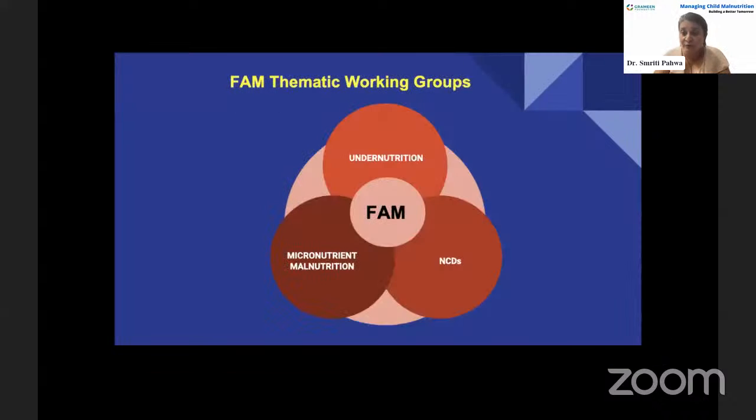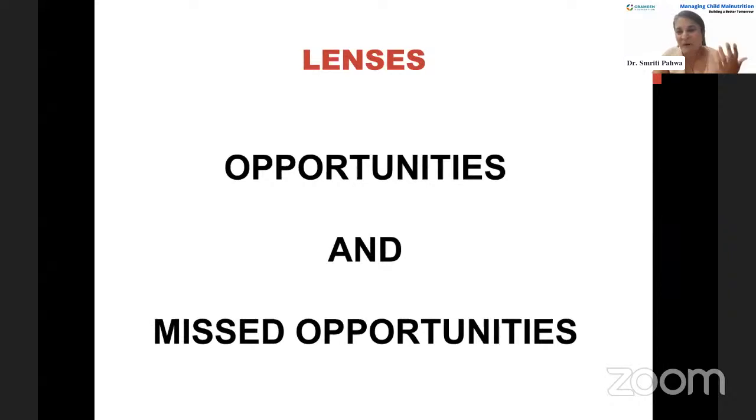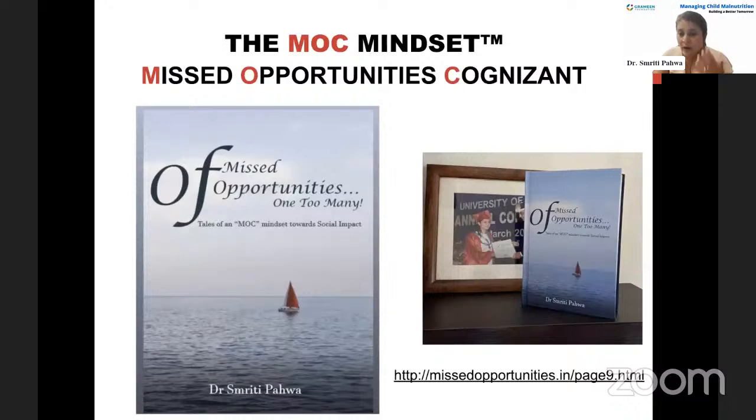What this forum is trying to do is see collectively how these partners can come together and work with academia, research, and government. The themes that have been identified are undernutrition, including SAM and MAM, micronutrient malnutrition, and of course, NCDs. So the point I would like to make is that now more than ever, we need to look at the opportunities, but also the missed opportunities, and really see that we can't do it all.